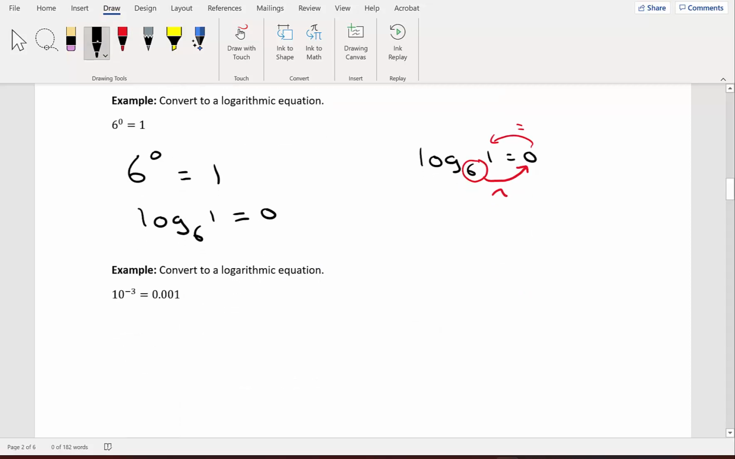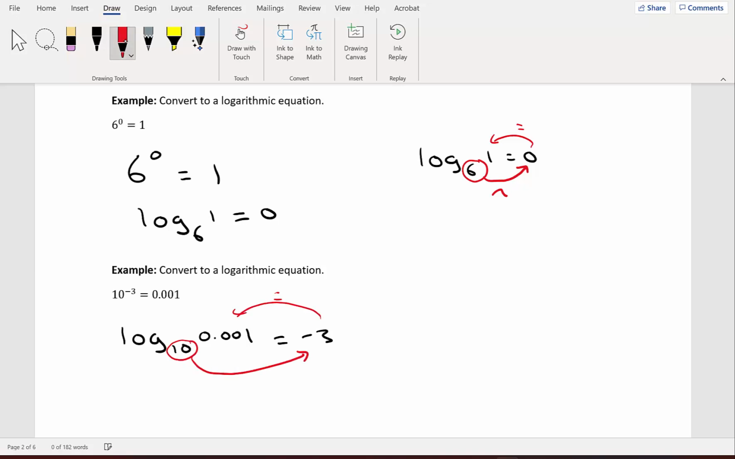Okay. Next example, we're going to do the same thing. So we have log, and now our base here is 10. So we have log base 10 of 0.001 is equal to -3. If we did a quick check, remember you take your base, you raise it to this power, and it has to be equal to this number, which is exactly what we had with our exponential equation.